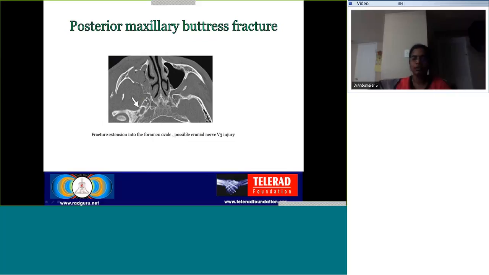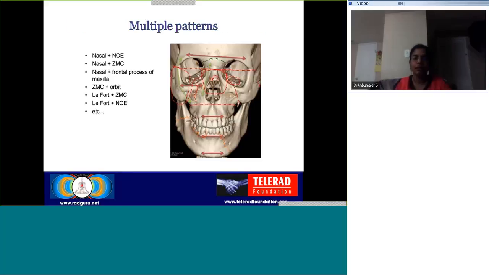This is the posterior, that is the pterygomaxillary region fracture. In this case it is extending to the foramen ovale. The fracture line is faintly seen here. With the foramen ovale involved, the possibility of a trigeminal V3 injury is more likely.